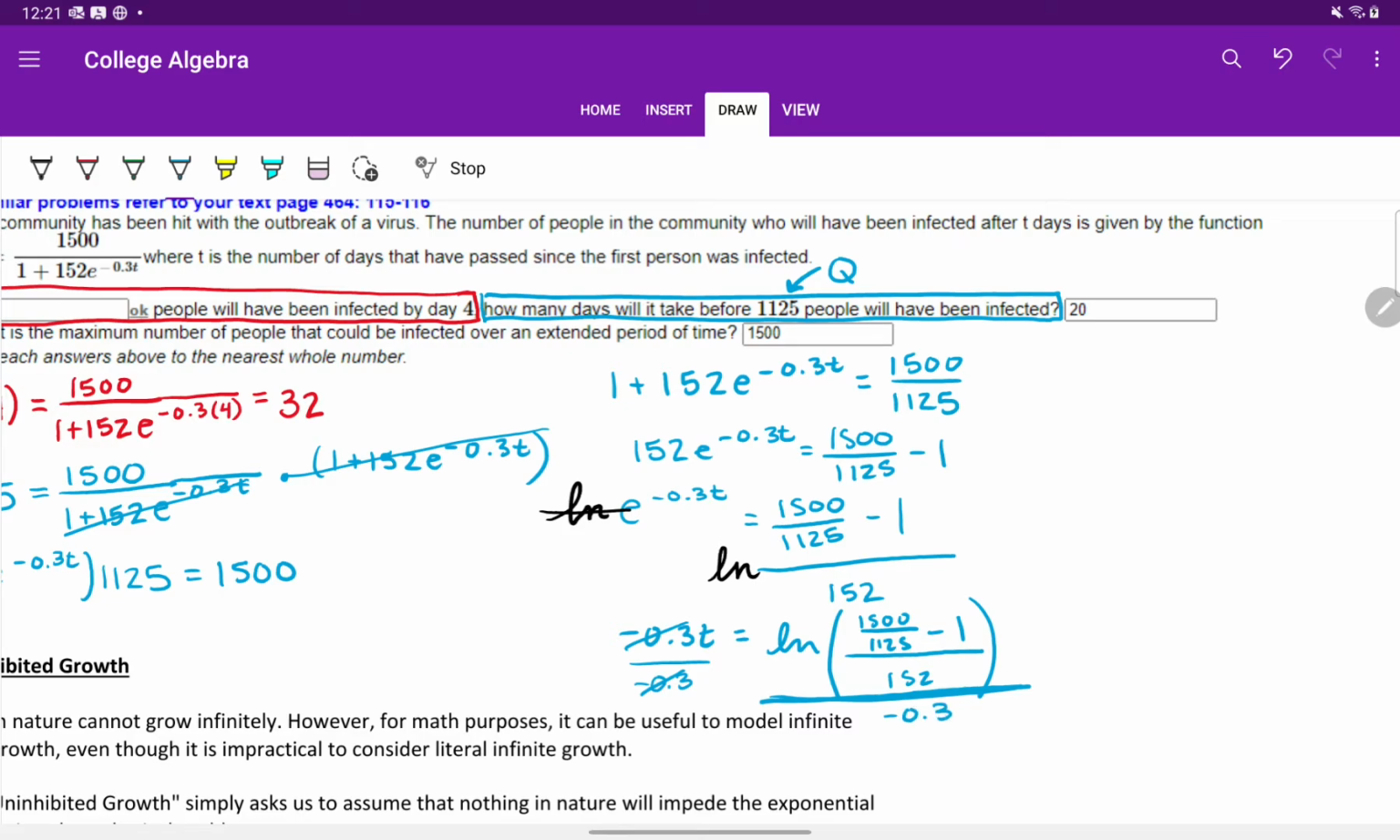And now it's time for our calculators. So this would be really ugly to plug in one big chunk, but we don't have to do that. We can do it kind of a step at a time. First, you can type in 1500 divided by 1125, and then from that you can subtract 1, and then from that you can divide 152, and then from that you can take the natural log, and then from that you can divide by negative 0.3. So take your time with this. Don't try to rush through typing it into your calculator. When all of that is said and done, you should get approximately 20.